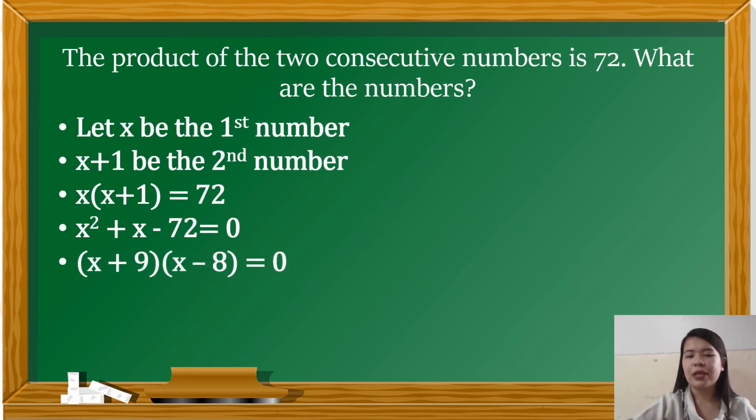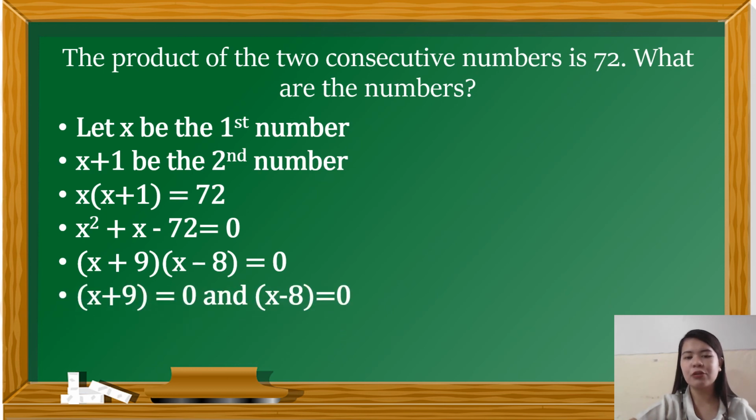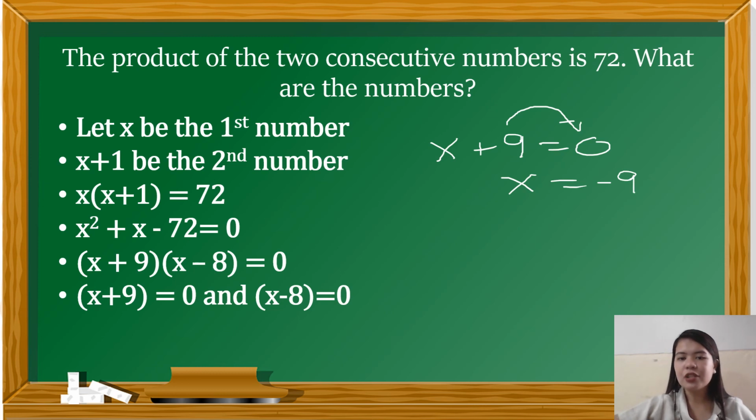Now, we have to equate both factors to 0. So, x plus 9 is equal to 0 and x minus 8 is equal to 0. Solving for the values of x, first one we have x plus 9 equals 0. Moving this to the other side of the equation, we have x equals negative 9. For the other one, we have x minus 8 equals 0. Moving this to the other side, we have x equals 8.